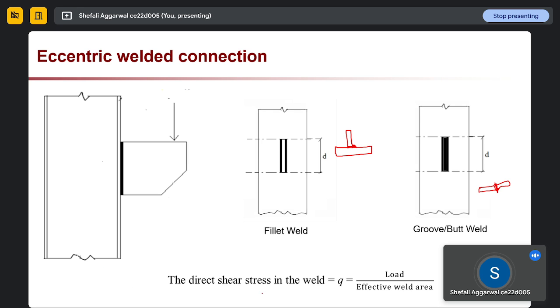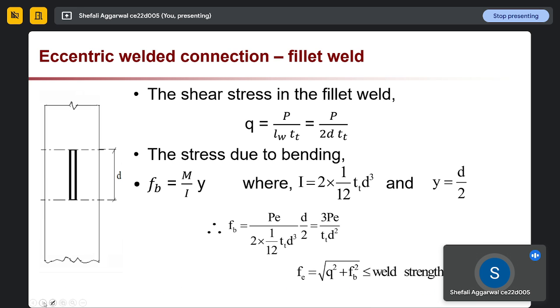So first thing, in the same way as we have seen with our bolts, it will be affected by shear stress as well as tensile stress. Shear stress will be given by load divided by effective welding area. All these values we have already calculated in our previous lectures. You can see it from there.